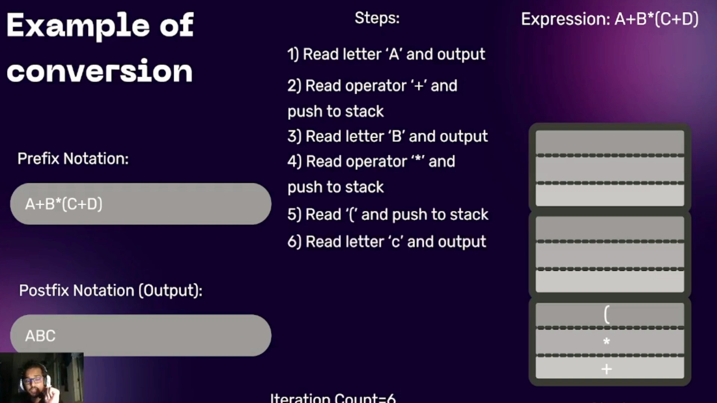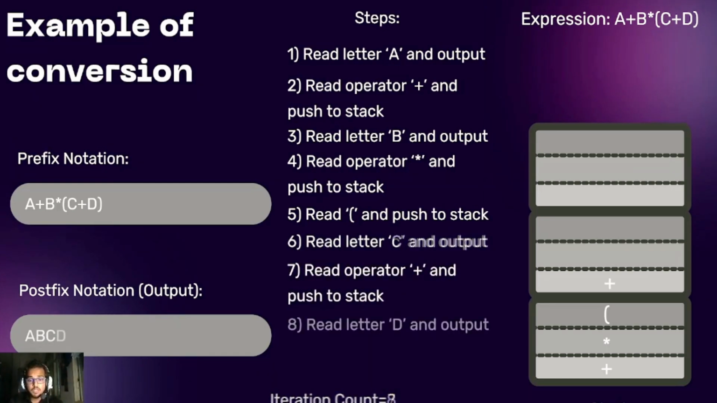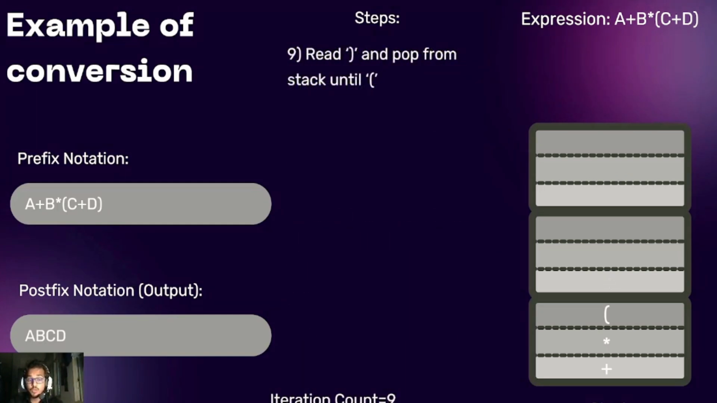Now we encounter the letter C, and we write that down directly into the output. Now we encounter a plus symbol, and we push that plus symbol to the stack. Now we encounter D. D is straight away written to the output. Now we encounter a closing bracket. When we encounter a closing bracket, we have to pop all the operators till the opening bracket. That is the plus symbol. See, with a little animation, we can see the plus symbol go straight to the output.